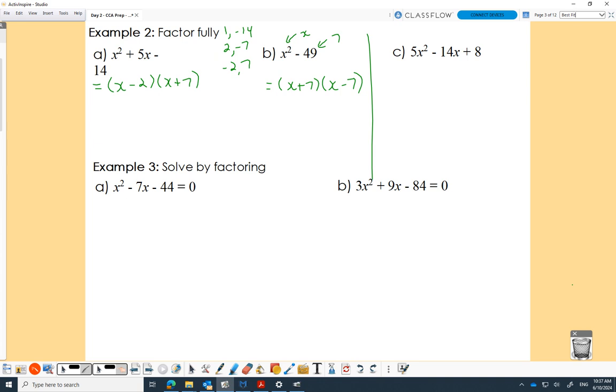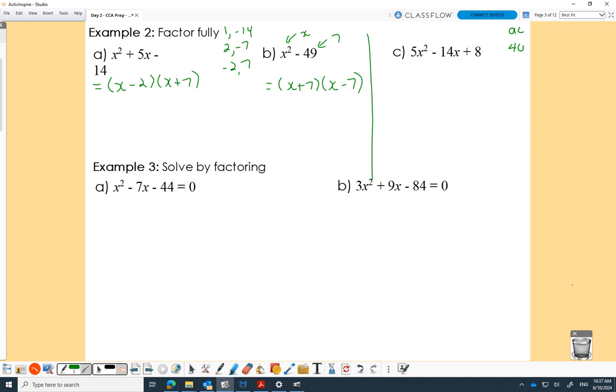Yes. We called it AC. You don't need to call it AC, but she says, multiply the 5 and 8 together. And that gives 40. So what? You have to find two numbers that multiply to 40 and then add to negative 14.